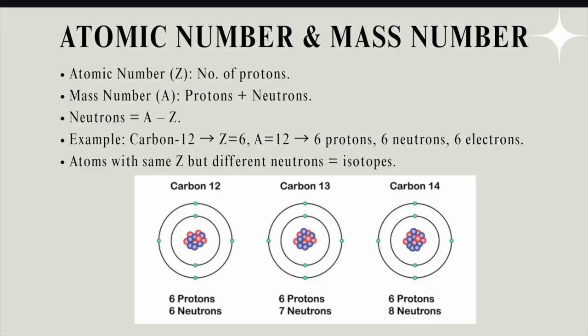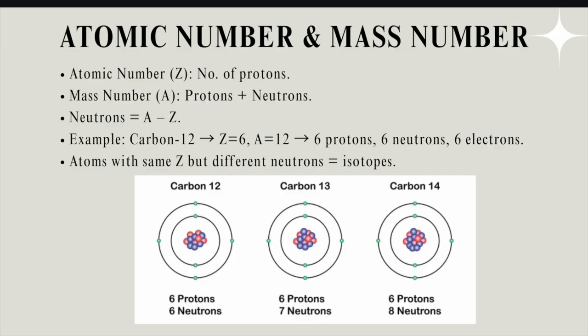So neutrons are the difference of A minus Z. Why A minus Z? As I've told you, A is basically the nucleus part, Z is basically the stability part, and stability is more for the electrons, and the number of electrons is the same as that of the protons. So neutrons are basically those particles which define the nature of that particular atom. So it's the difference of A minus Z, that is mass number minus atomic number.